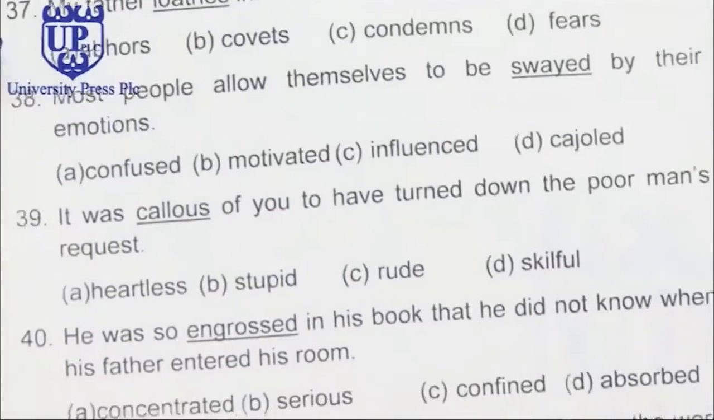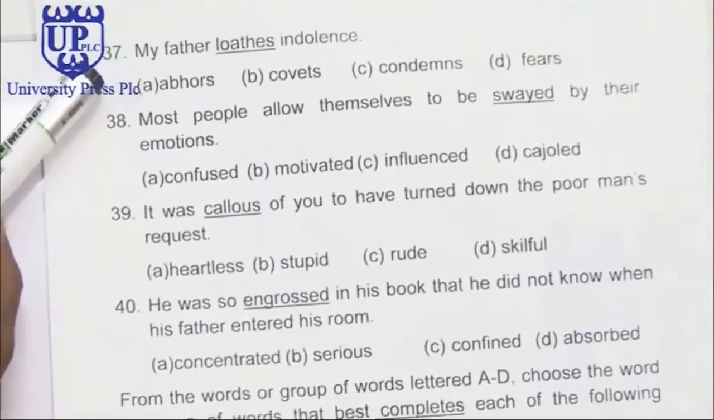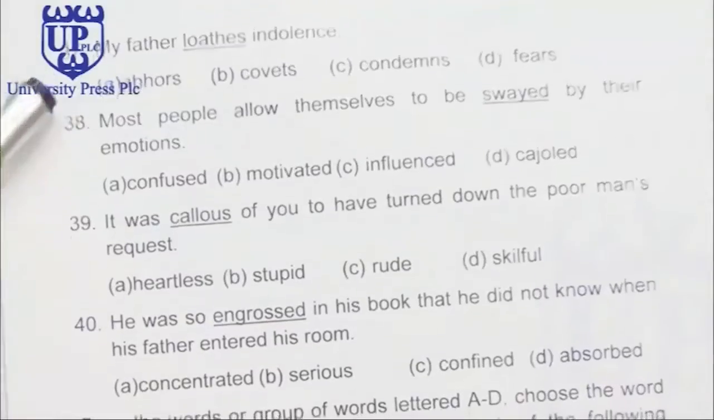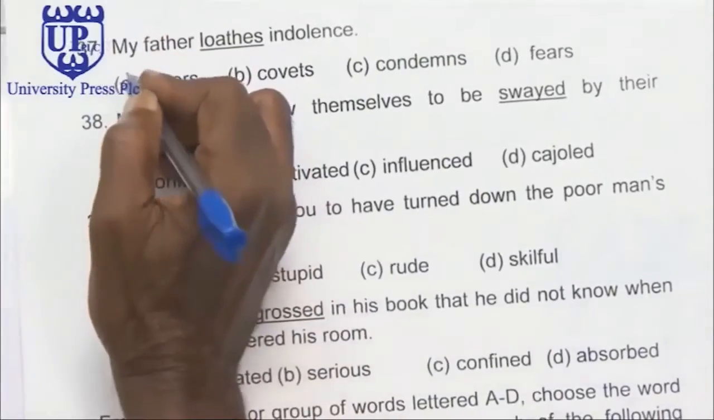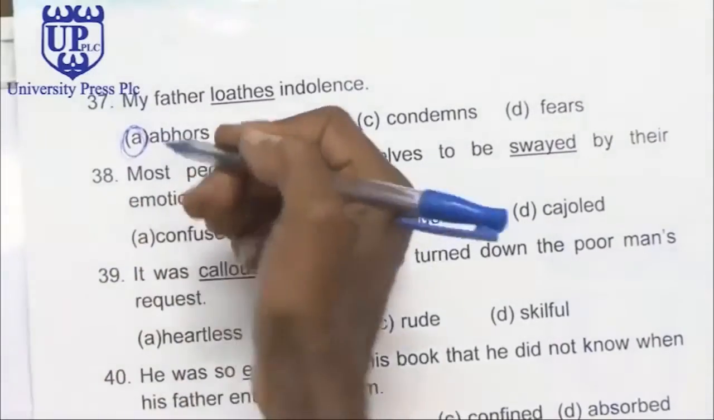The word that is nearest in meaning. My father loathes indolence. Loathe, what does it mean? Loathe means to dislike, to abhor. Abhors indolence. Still meaning dislike, of course.